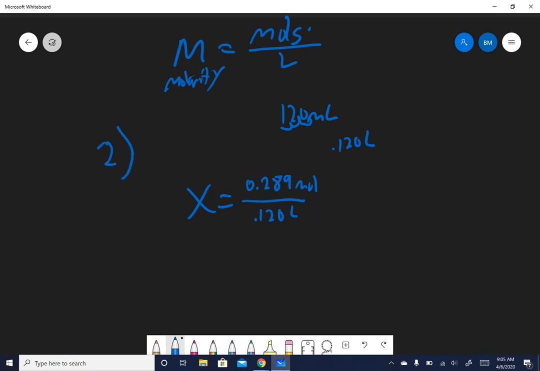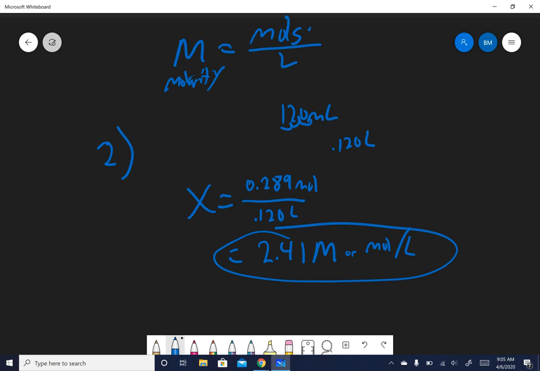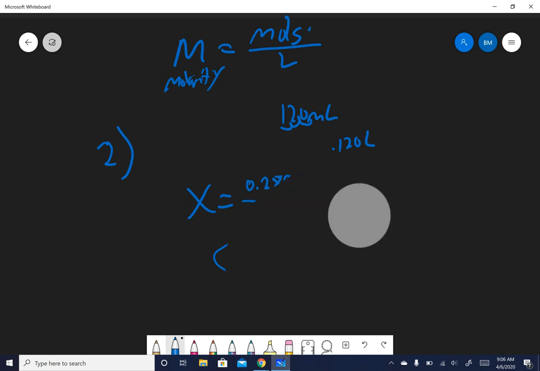All right, so if we divide these, 0.289 divided by 0.120, I get 2.083, so 2.08. 3 sig figs. Again, capital M or moles per liter. Either one is the unit for molarity, and that's what number 2 is asking for. Okay. Number 3.